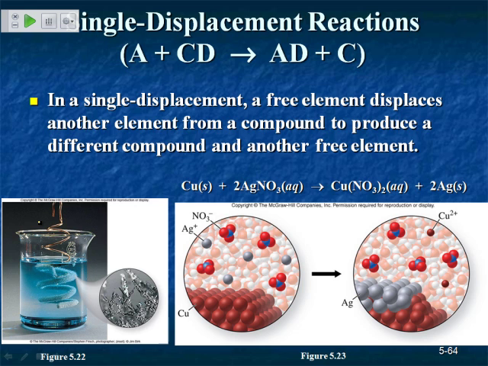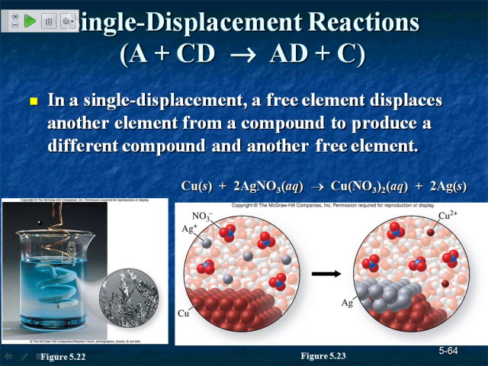Okay, now we are going to look at single displacement reactions. And what are single displacement reactions? A free element, in this notation, A is the free element, will displace another element from a compound. So CD is the compound. A is going to displace C and take its place. So you have AD and then C is existing as the free element now. So only this one set of ions displacing each other. That's why we call it single displacement. Versus double displacement, where both sets of ions swap their partners.